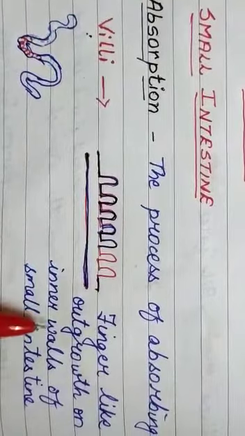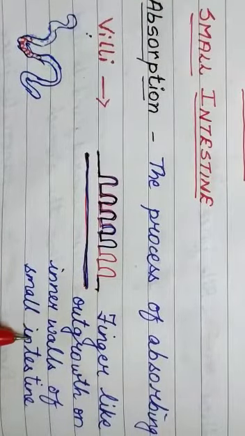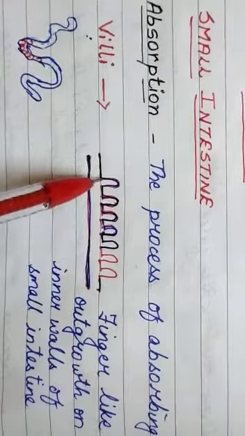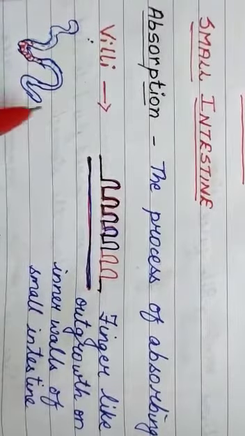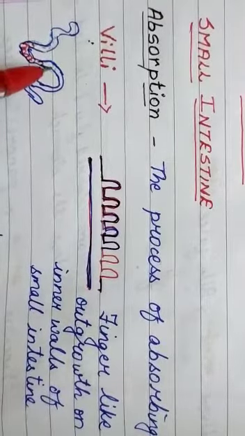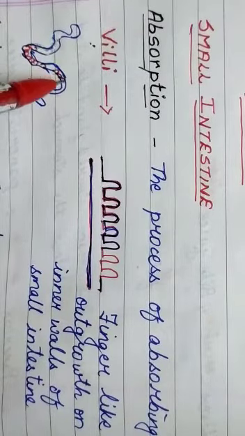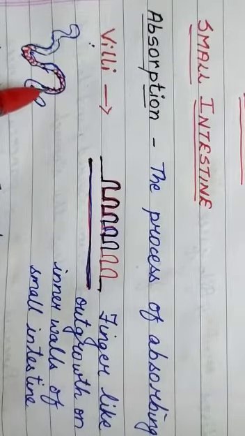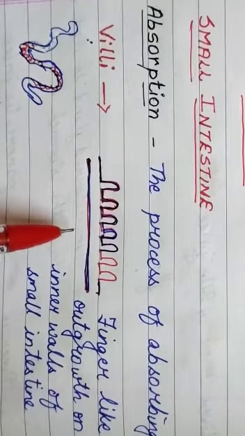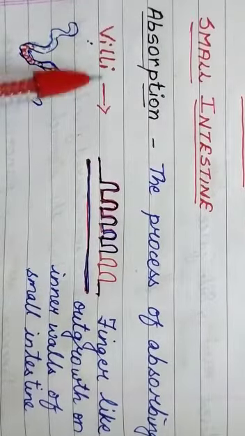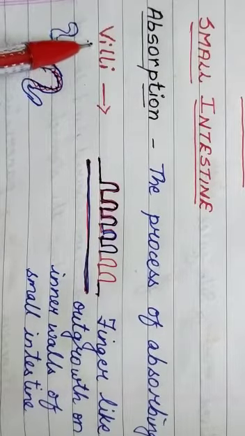In the inner walls of the small intestine, there are finger-like outgrowths like this. Okay? On the inner wall of the small intestine, these finger-like outgrowths are present. And what are they called? They are called villi.